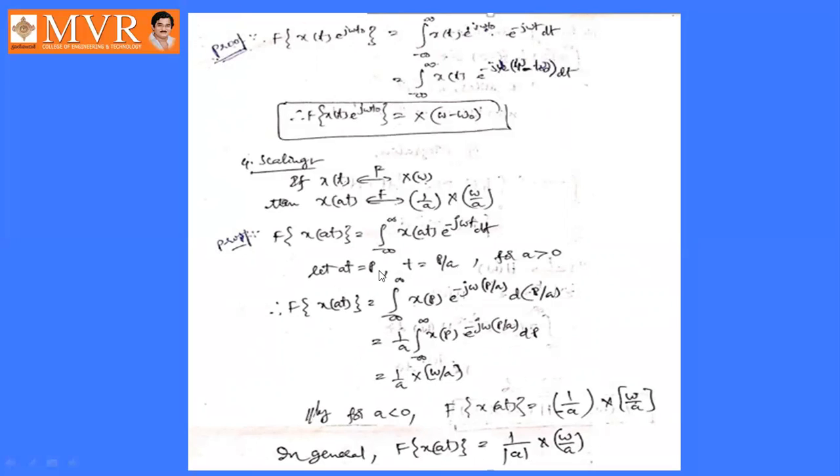Next, coming to the scaling property. How is it defined? The Fourier transform of x of t is x of omega.